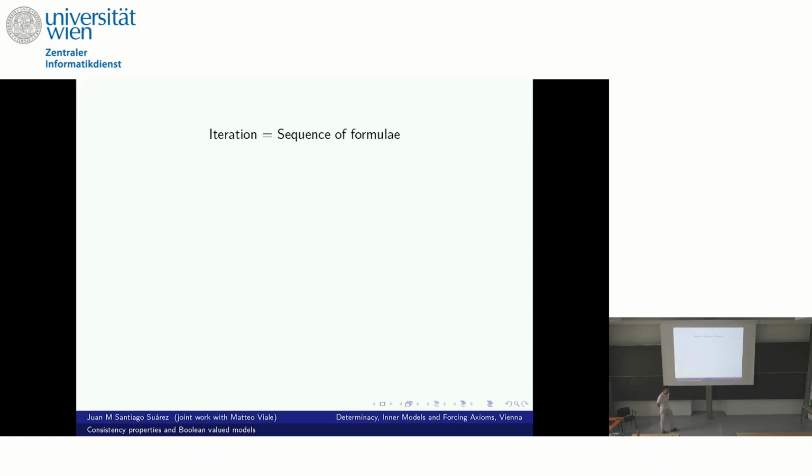First thing, an iteration here is not a forcing iteration. Might sound weird, but it's a sequence of formulas. Now, this is the slogan one has to keep in mind. And the reason is that for any sentence, there is a canonical consistency property to force with. Okay? So if you have a sequence of formulas, you have a sequence of partial orders. But again, this is not a forcing iteration in the sense that you have complete subposets and things like that. This is more abstract.